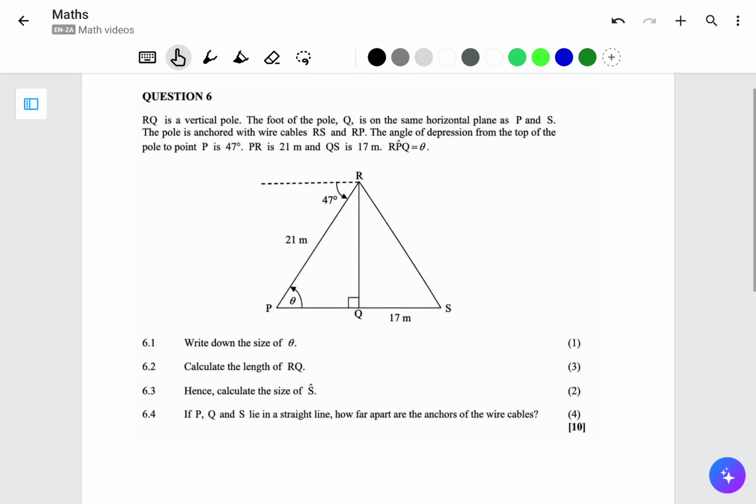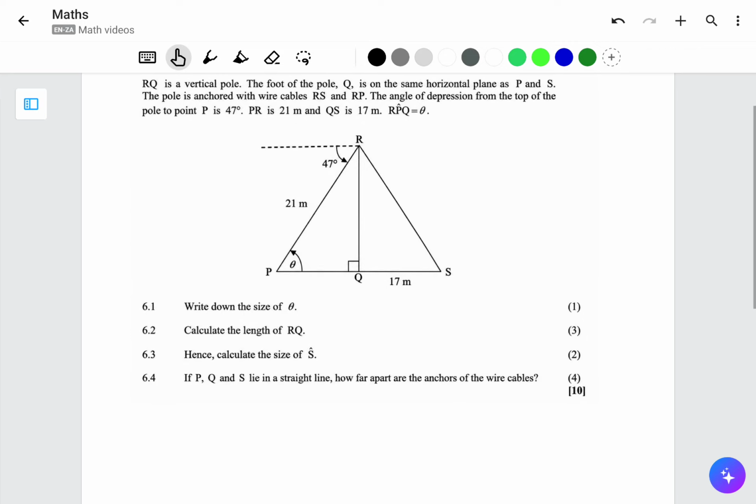I'm gonna be looking at paper 2 again for maths, grade 10, paper 2. And as you can see, this is a trick question. Okay, so let's get into it.